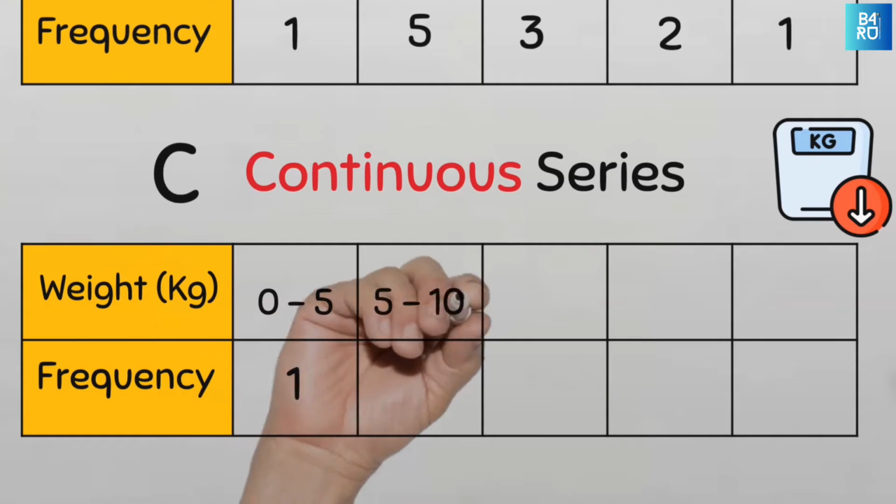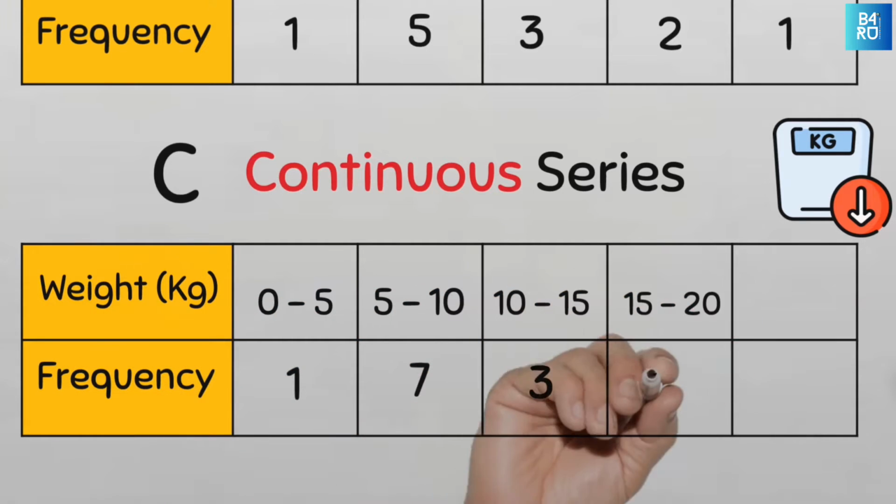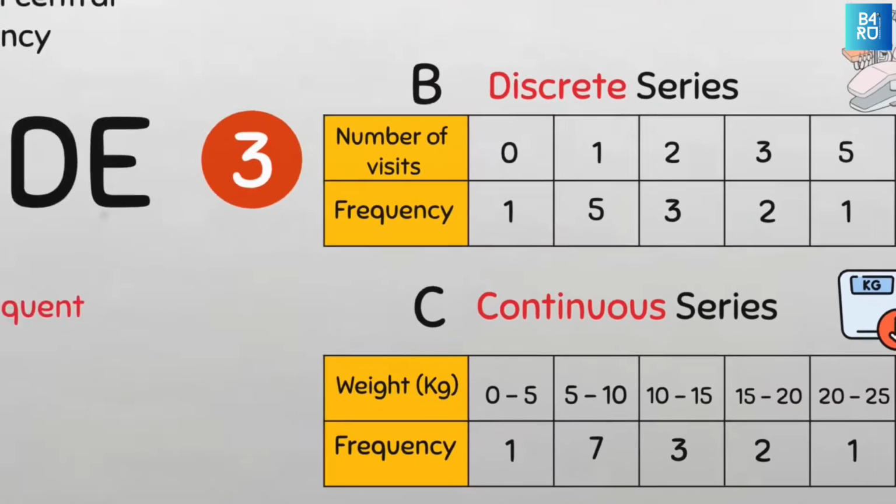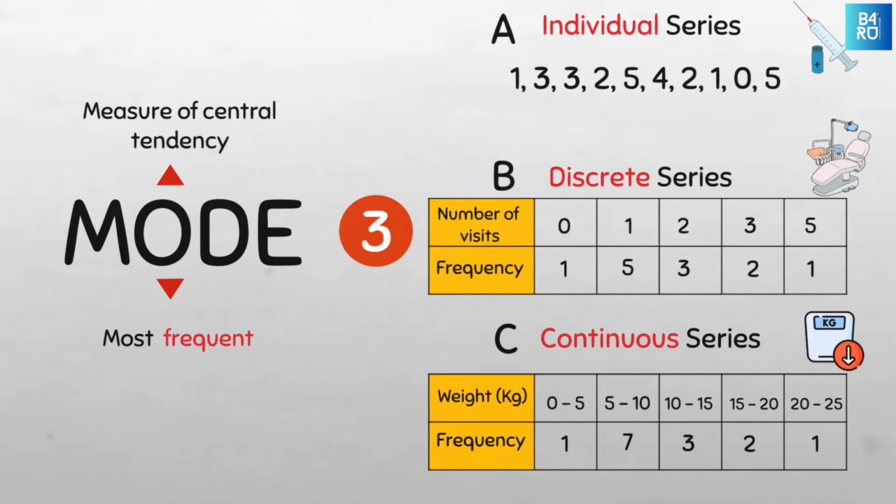This is a continuous series. As we can see, the data is grouped with frequencies for each class. Alright, so we have these three datasets with all the possible scenarios that you can have in an examination or even a real-life scenario. Let's do this.